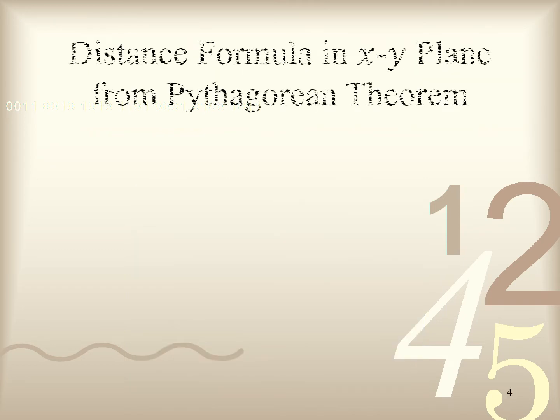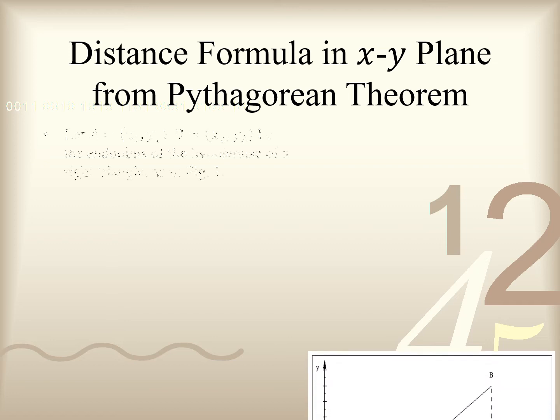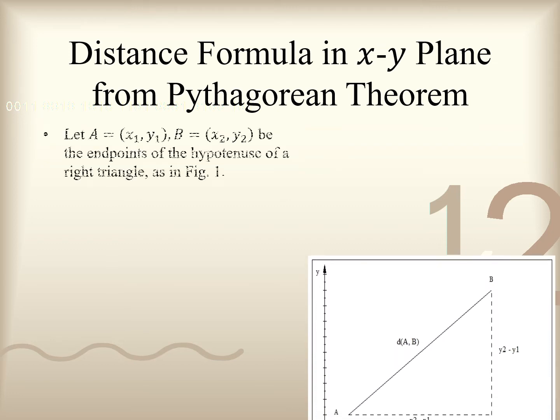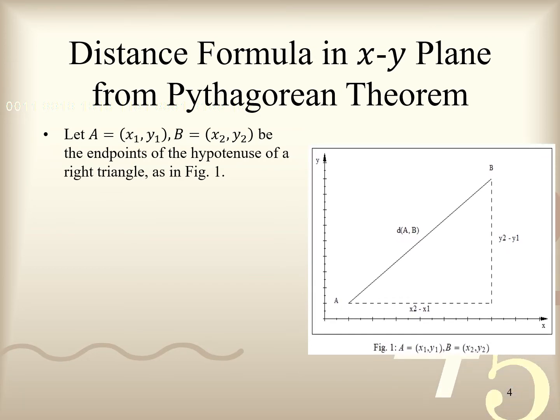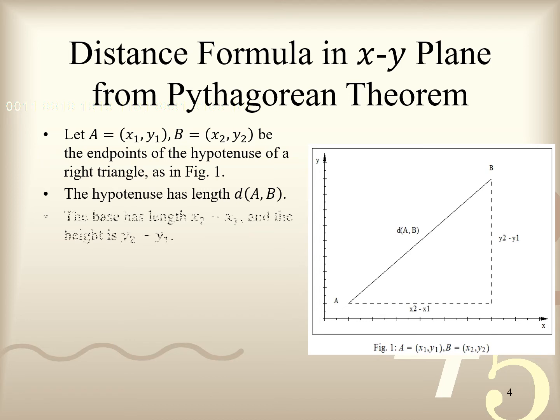Now let's derive the distance formula in the xy plane from the Pythagorean theorem. Let A, given by the point x1, y1, and B, given by the point x2, y2, be the endpoints of the hypotenuse of a right triangle, as in figure 1. The hypotenuse has length d(A,B), that is, the distance between the points A and B. The right triangle's base has length x2 minus x1, and its height is y2 minus y1. Note that this is the change in x coordinates, and the change in y coordinates, respectively, as we travel from A to B, along the hypotenuse.